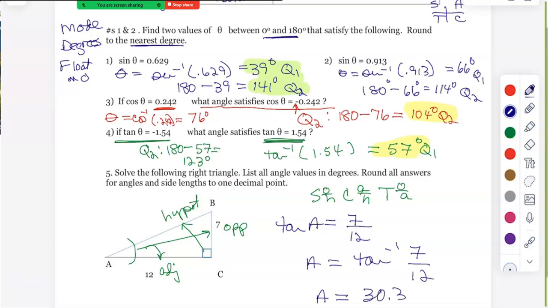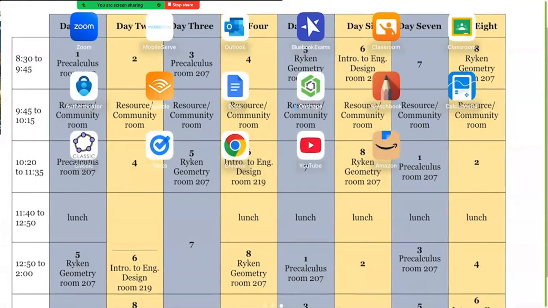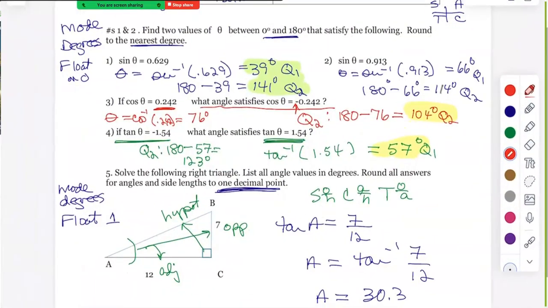Okay, we should talk about the modes again. You want 1 decimal place. We're in degrees, so your mode is in degrees, and put your float off of 0 and onto 1. Okay, be the master of that calculator. So now I know that this angle right here is 30.3.